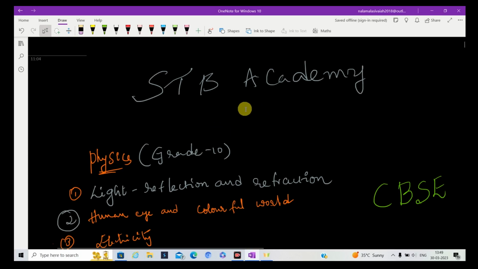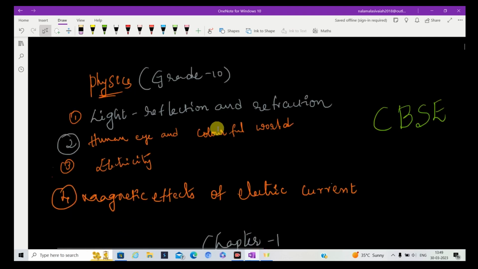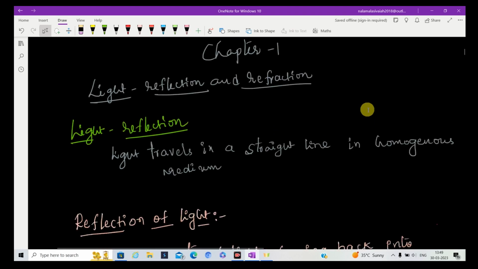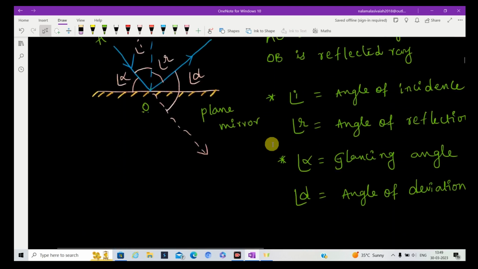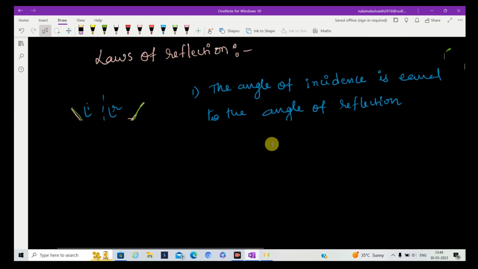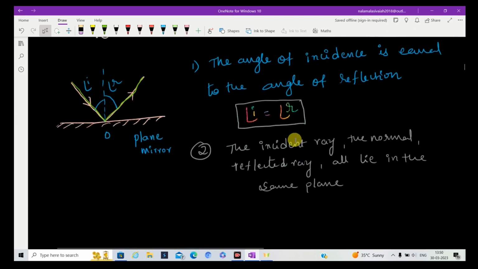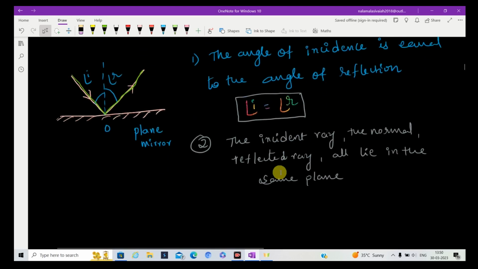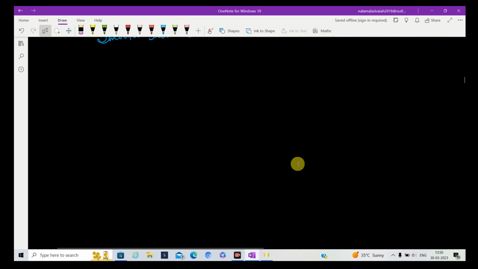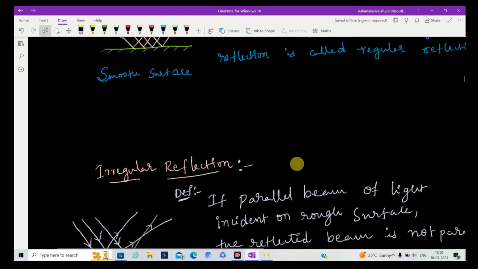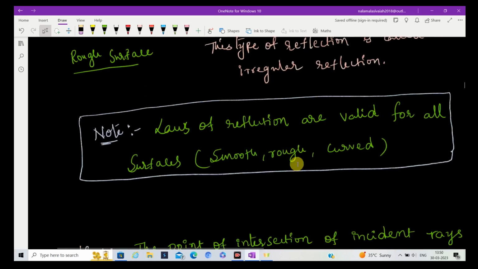If you watch my previous videos, I explained physics, light reflection and diffraction in depth. So you can see chapter 1, light reflection and diffraction. So definitions, reflection of light and the laws of reflection I explained and everything. So here you can observe the formula, everything I explained, and types of reflection I explained. And coming to regular reflection and irregular reflection, those are nothing but types of reflection.